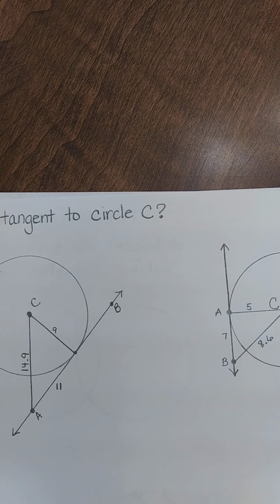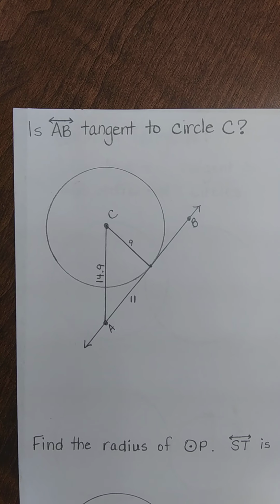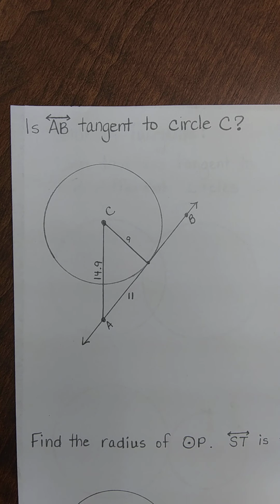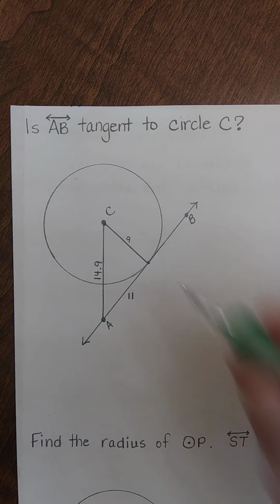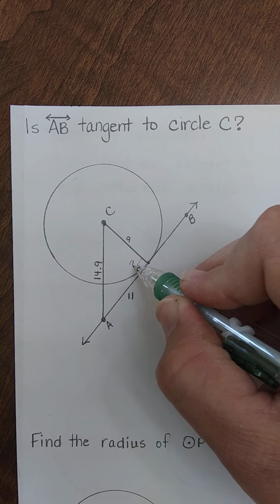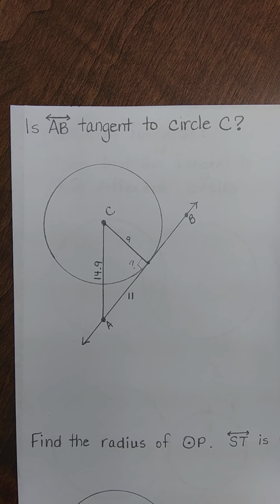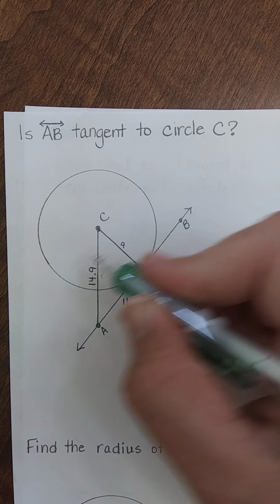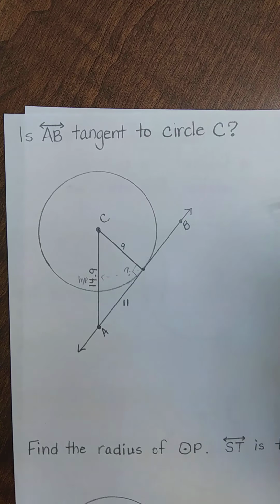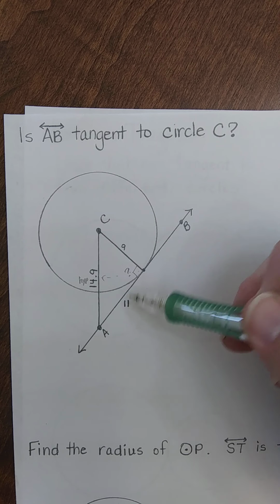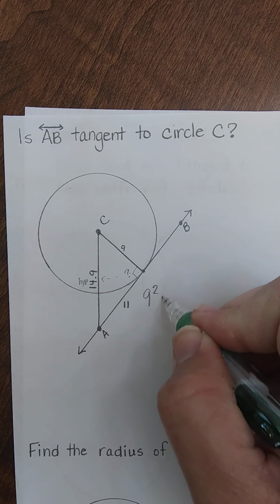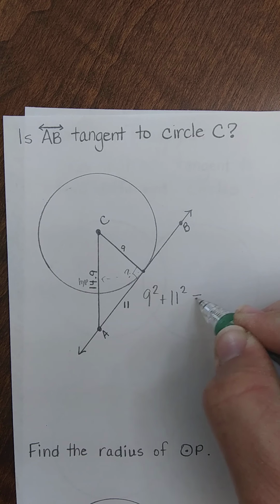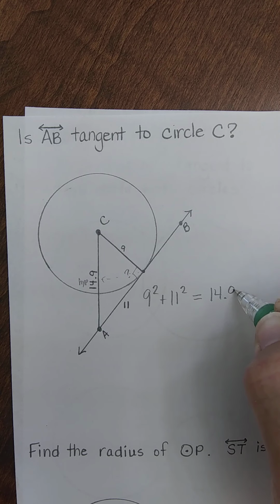All right, some that are a little bit tougher. Is line AB tangent to circle C? Well, if it's tangent, then this would be a 90-degree angle. So we're really asking, is that a 90-degree angle? Well, if it's going to be a 90-degree angle, then the Pythagorean theorem would hold true. And this distance way over here would be our hypotenuse, and these two would be our legs. So our Pythagorean theorem would tell us that leg squared plus leg squared is equal to hypotenuse squared.